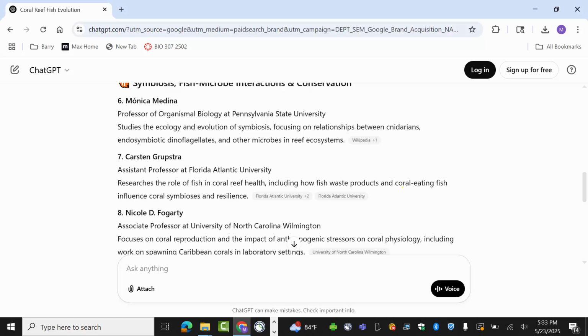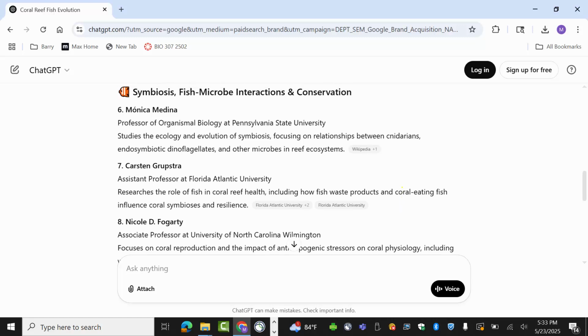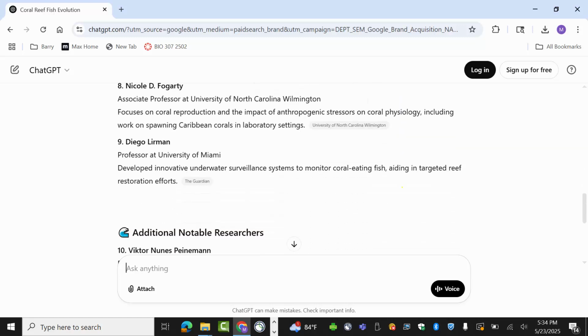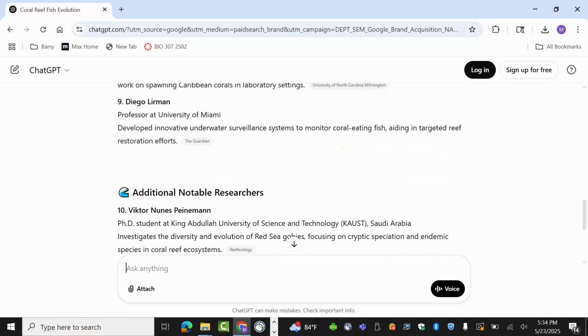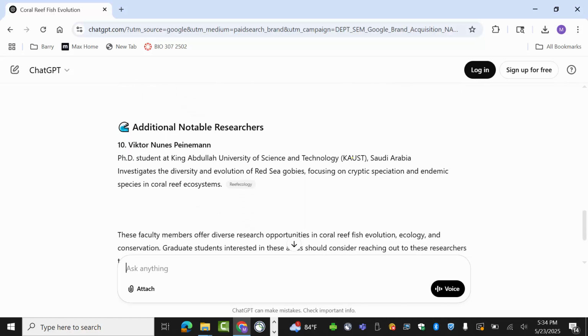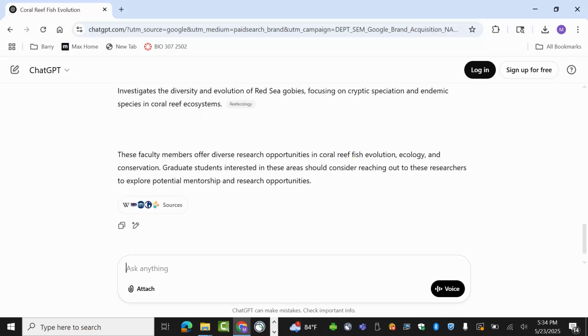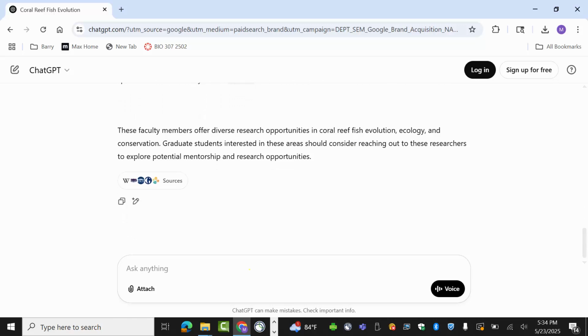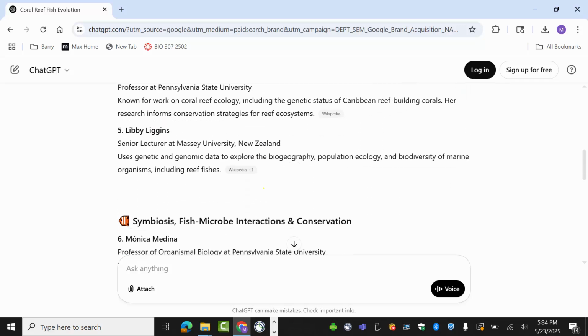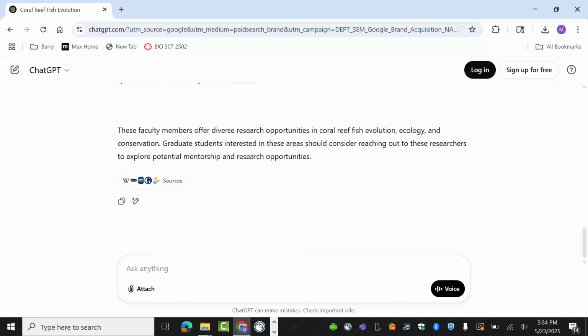But here we go. Here's a way to get it. So these people work on symbiosis. This is a little bit outside of my field. Diego Lerman, yeah, good guy. Doesn't really work too much on fish, I'm afraid. Okay, that would be pretty good. There are some people that are missing. There are definitely some people I look at that list and there's some people who should be listed and who are not. But that's a start.